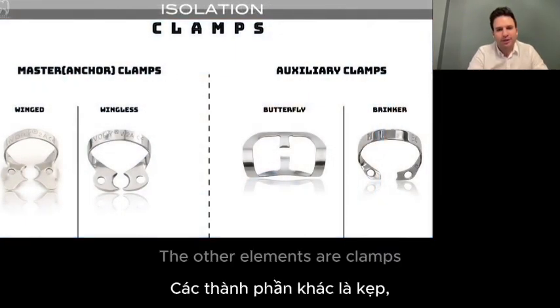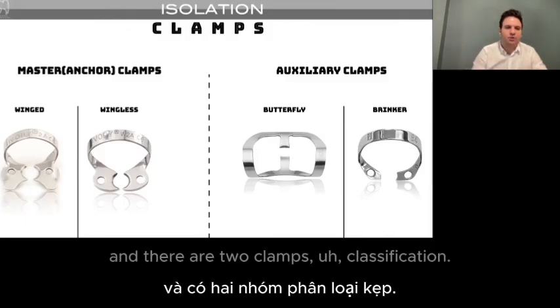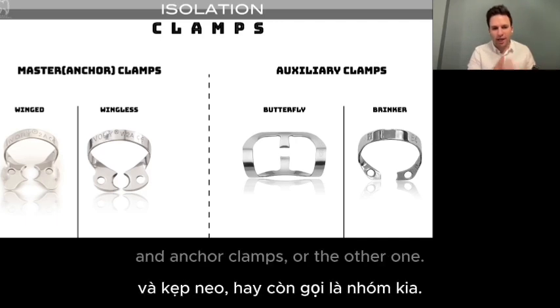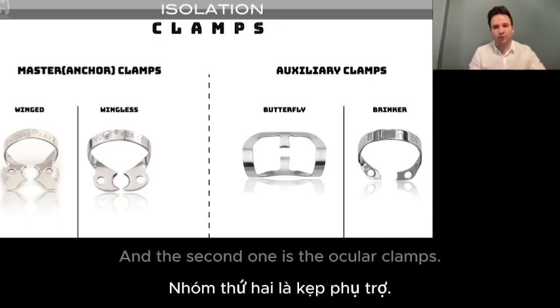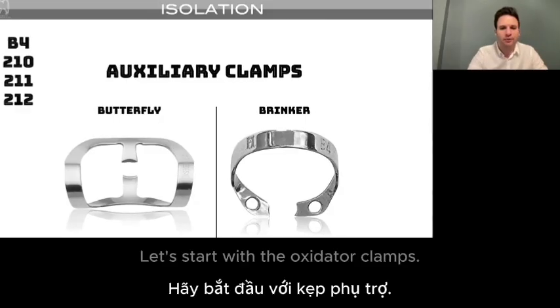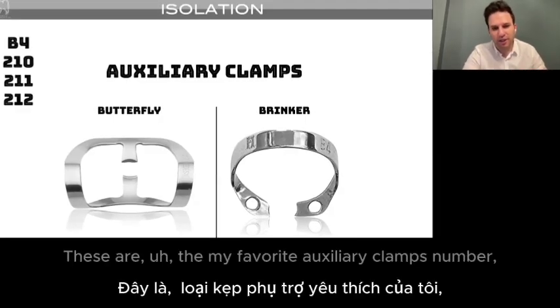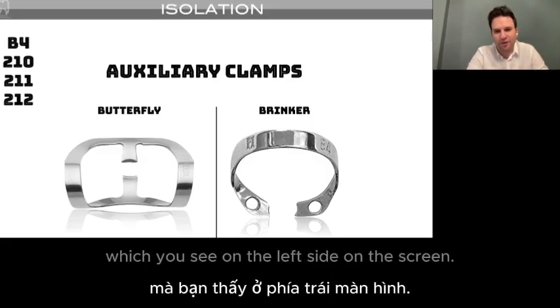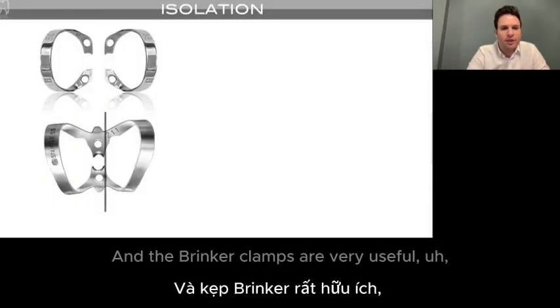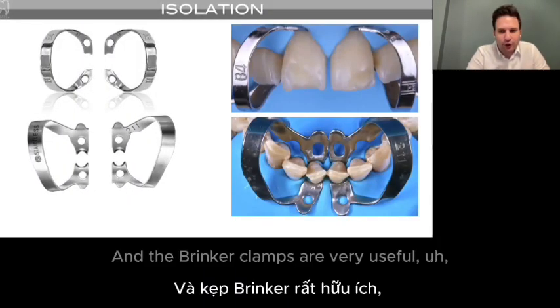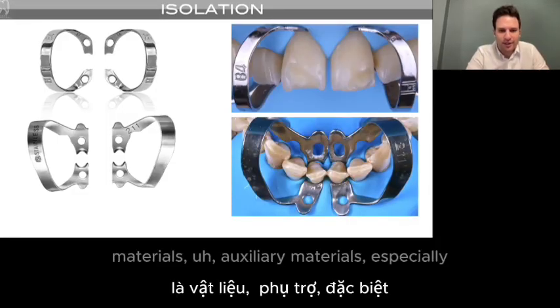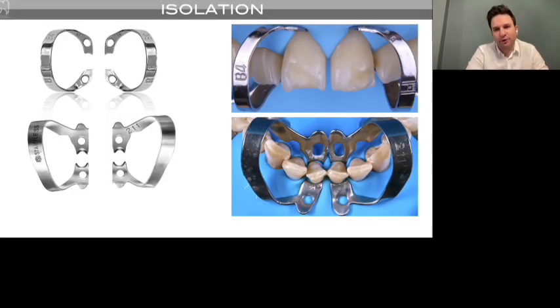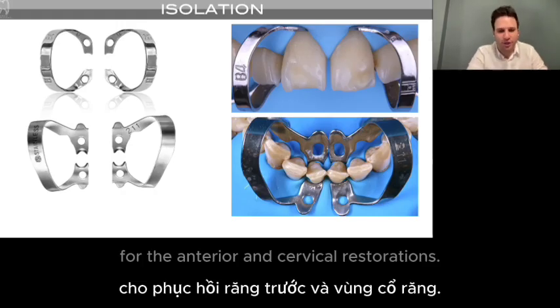The other elements are clamps, and there are two clamp classifications. The first one is the master clamps and anchor clamps, and the second one is the auxiliary clamps. Let's start with the auxiliary clamps. These are my favorite auxiliary clamps, which you see on the left side of the screen. And the Brinker clamps are very useful auxiliary materials, especially for anterior and cervical restorations.